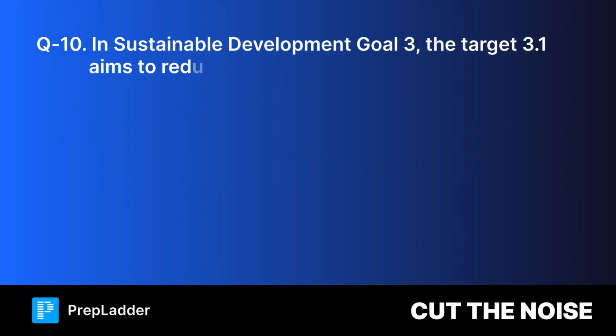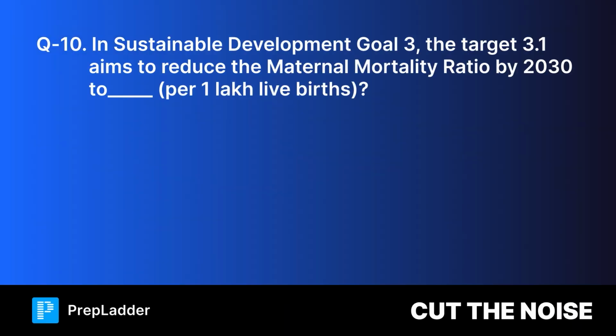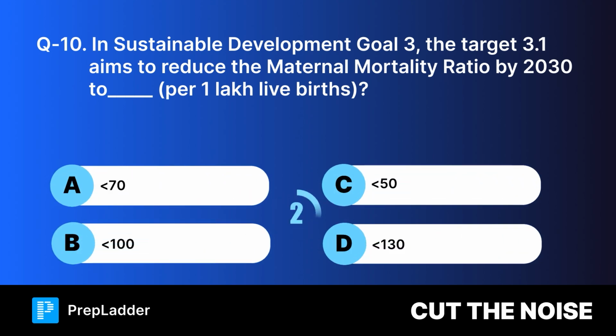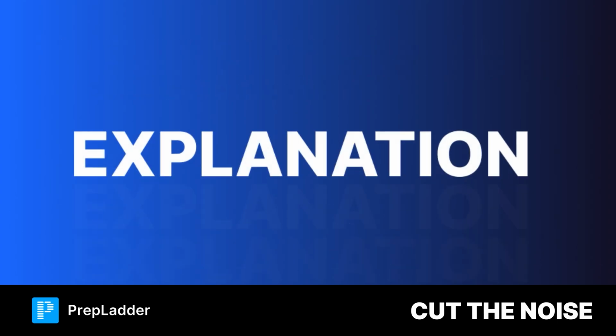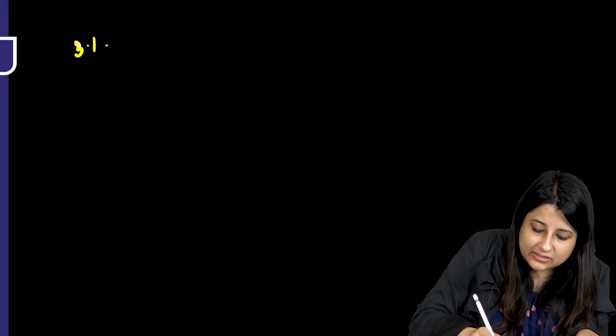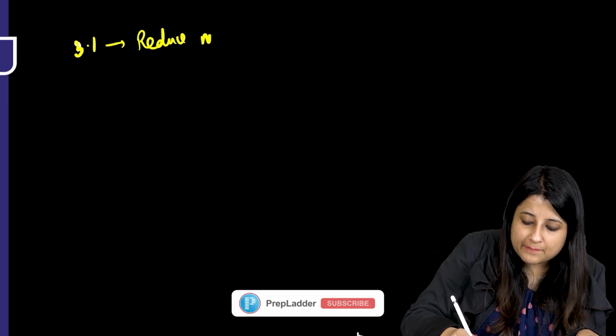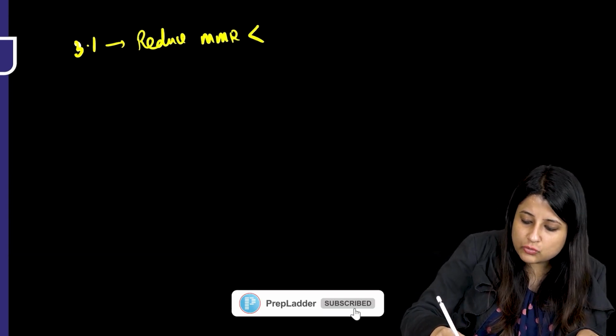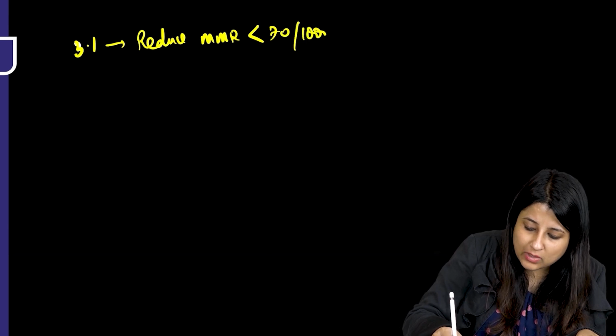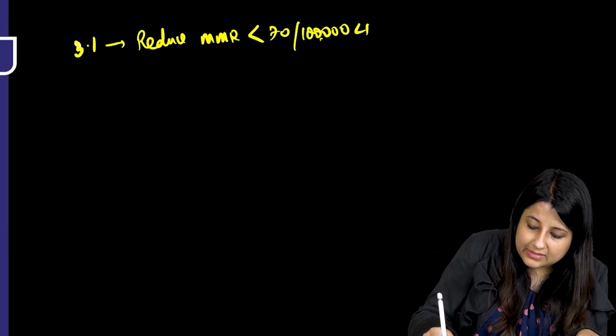Question 10. In Sustainable Development Goal 3, the target 3.1 aims to reduce the maternal mortality ratio by 2030 to how much per 1 lakh live births? Your options are, and the correct answer is less than 70. Here's the explanation. Target 3.1 says that we have to reduce maternal mortality ratio to less than 70 per 1 lakh live births.